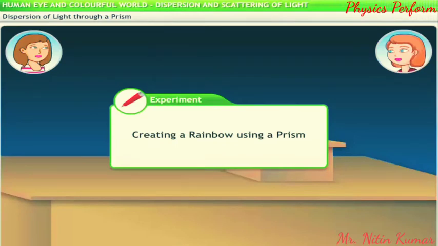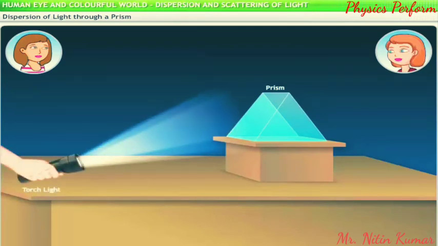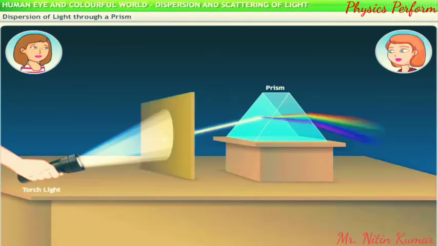Let's conduct an experiment to see how we can create this rainbow effect through a prism. For this experiment, we take a prism on a horizontal surface as shown. On one side of the prism, we place a source of white light. Between the light source and the prism, we place a cardboard having a pinhole. This helps in producing a very narrow light beam through it, similar to that of a ray.